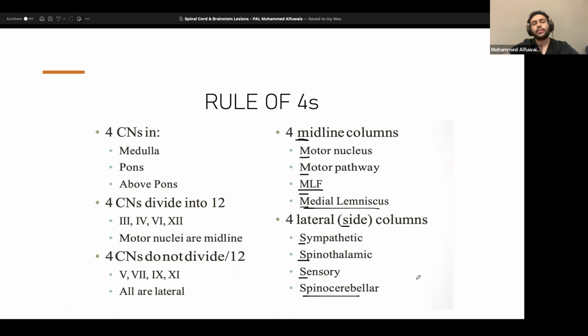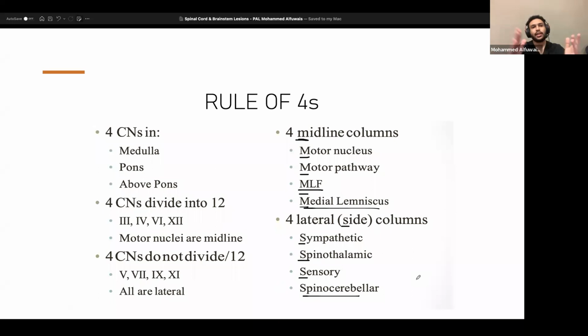Now for spinocerebellar, it will lead to ataxia, okay? It will lead to, for example, if the vestibular nucleus is also involved, you might have vertigo, okay? You might have signs of imbalance and poor coordination with the spinocerebellar.